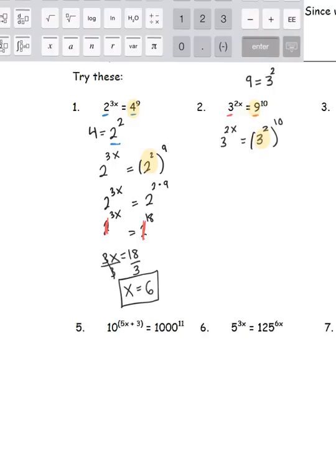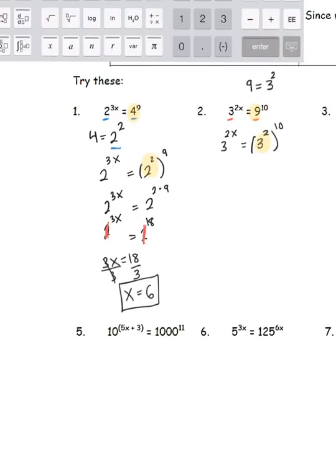So here, this is going to be 3 raised to the 2x equals, I'm going to multiply the 2 that's on the inside and the 10 that's on the outside. So this is going to be 3 raised to the 2x is equal to 3 raised to the 20. Now that my bases are the same, I can get rid of them. And this is going to become 2x is equal to 20. To solve that, you're going to divide both sides by 2. And you're going to get x is equal to 10.